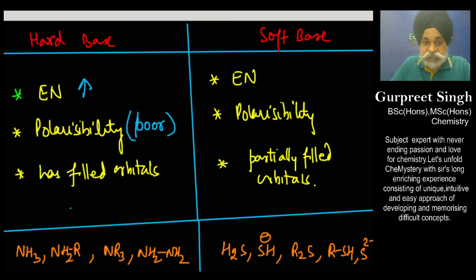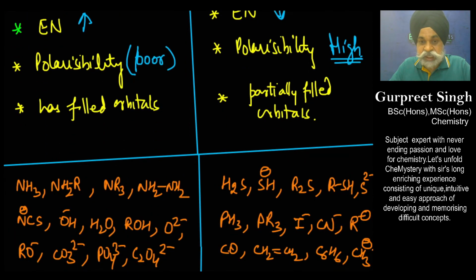As a matter of fact, I may say any species where the charge density is high would come under the category of hard base, and that would be possible if the electronegativity is high and the effective nuclear charge felt on the valence electrons is more, so they are poorly polarizable. And for soft bases, the electronegativity is low and polarizability is high, and they would have partially filled orbitals. Because of these partially filled orbitals, the hold of the nucleus on the valence electrons is not very much, so the electron cloud could easily be polarized by an incoming cation.